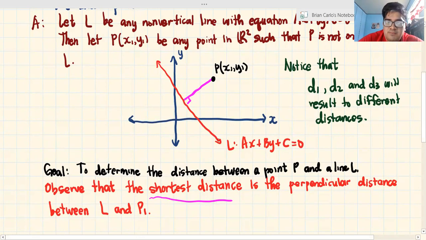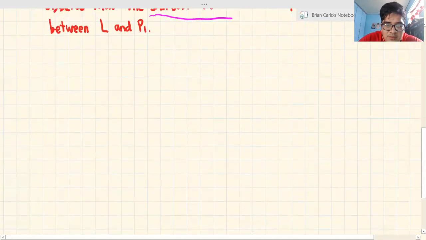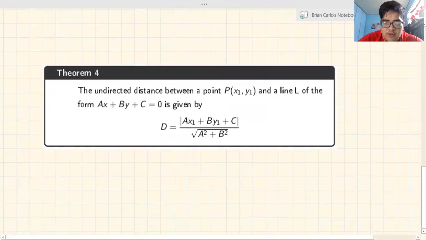Yan yung idea, di ba? Yan yung line L. Yan yung kinoconsider na natin distance na D. Ngayon, ang tanong, is there a formula to find the pink portion of the segment? Meron bang ganyang formula? In this case, meron. And this is summarized in the theorem. Ito, may theorem tayo. Theorem 4.